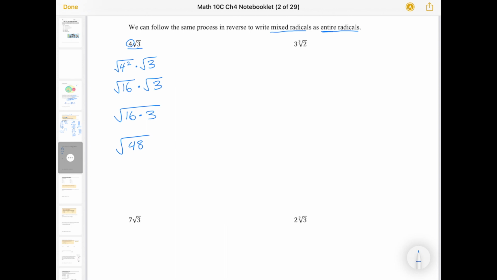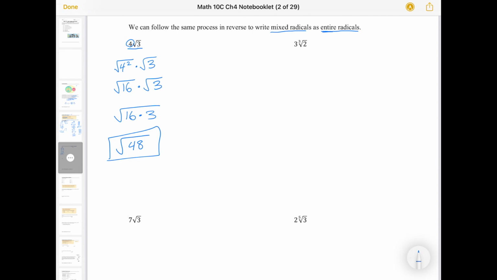And again, we can check that in our calculator, and we should get the exact same number. The square root of 48, 6.9282, right? They're not going to end. It's going to be a funky number. It's an irrational number, but we should be getting the exact same irrational number. It's a good way to double check your work, and indeed we are.